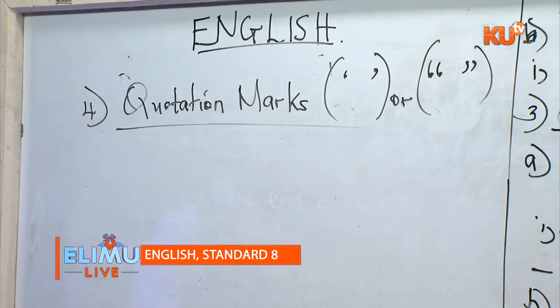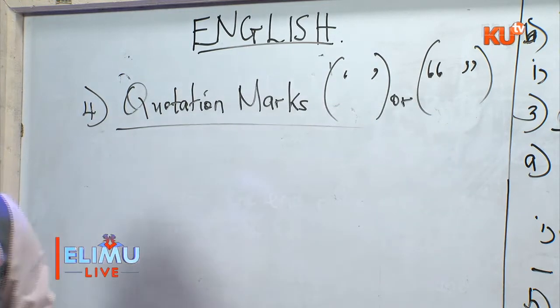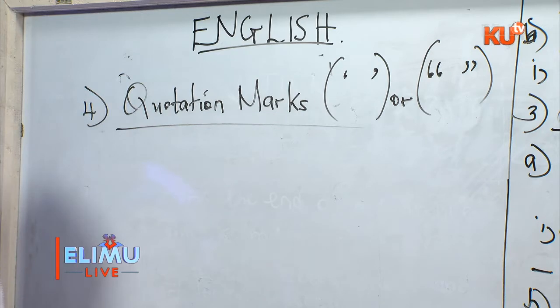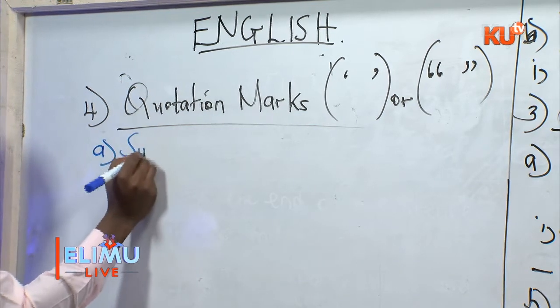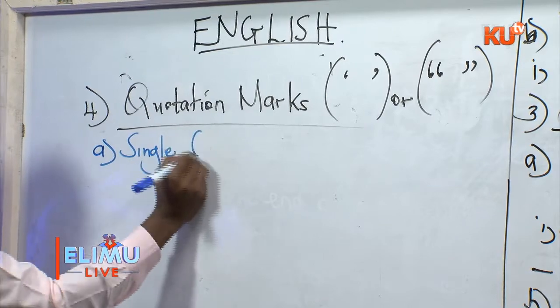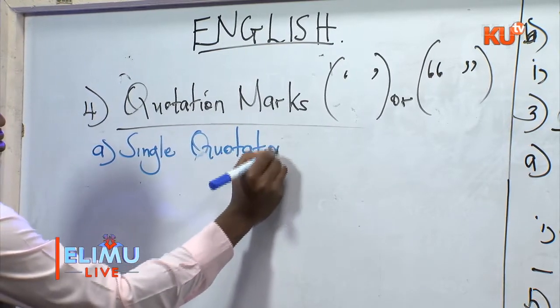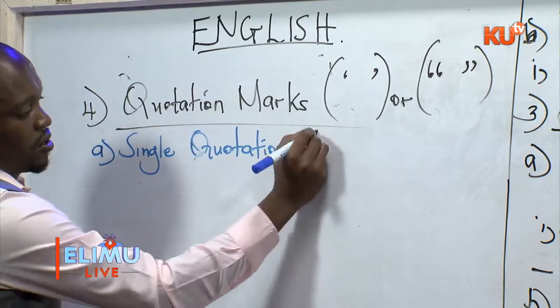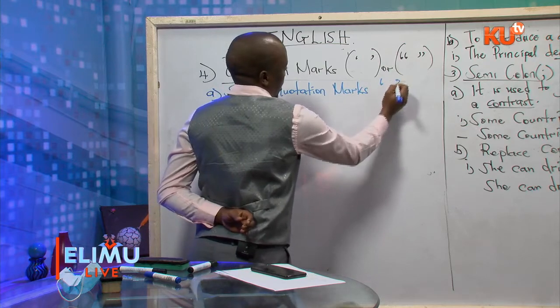Quotation marks, and I've given two examples here. We have the single quotation and the double quotation. We shall start by looking at the single quotation. How do we use the single quotation? Let us give it A. The single quotation marks.